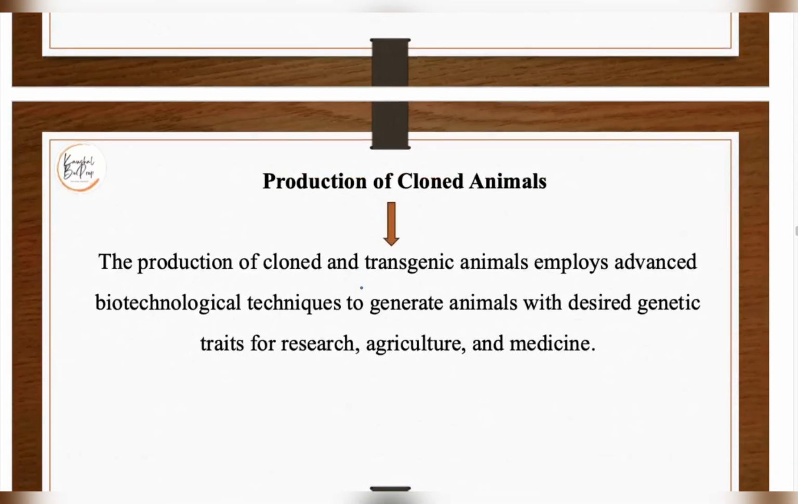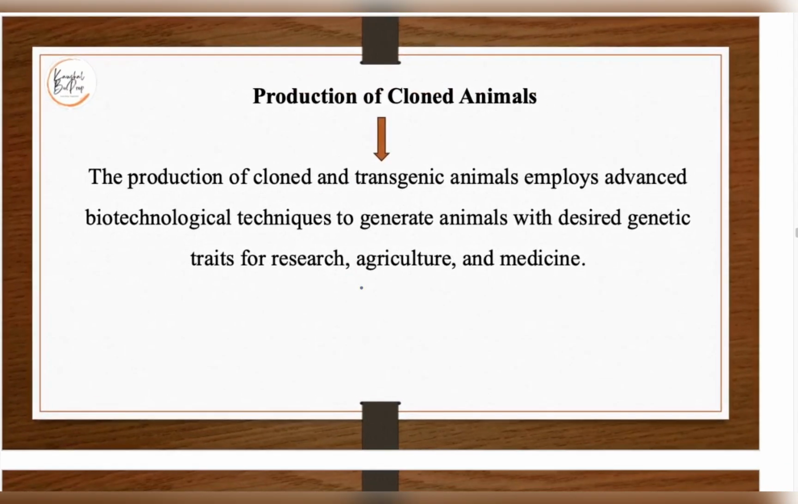Okay. Now how they are produced. Production of cloned animals is something which you may have heard very early in your studies, because we all hear about Dolly the sheep. I will be including this example in coming slides. Now what is this? The production of cloned and transgenic animals employs advanced biotechnological techniques to generate animals with desired genetic traits for research, agriculture and medicine. Now what does that mean? What is cloning?